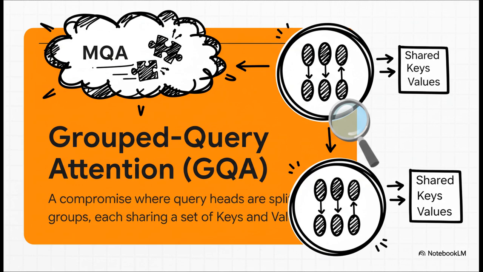So the community came up with this brilliant compromise: grouped query attention, or GQA. It's like the Goldilocks solution. Instead of one giant shared library, what if we create a few smaller shared libraries? You split the researchers, the query heads, into groups, and each group gets its own shared library. It's the best of both worlds, really, and it's exactly what's powering the big models today, like Llama 3.